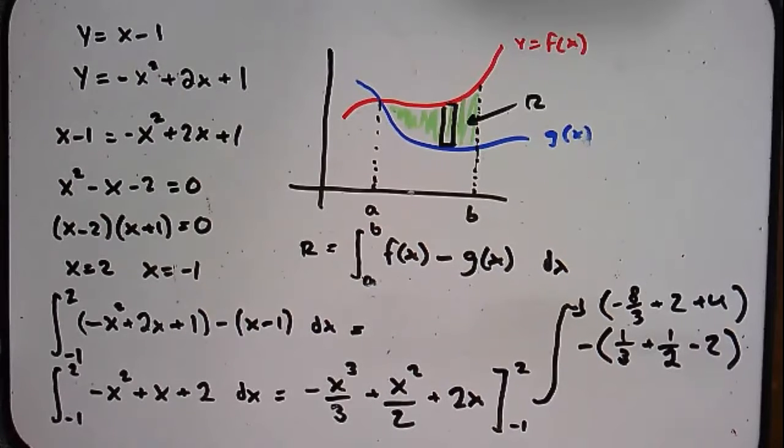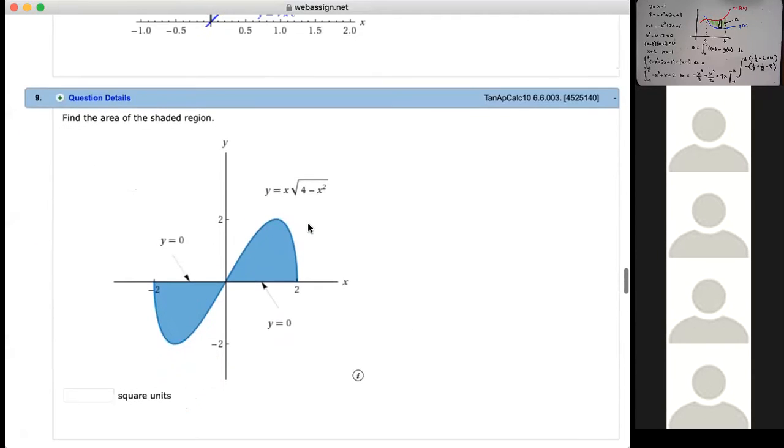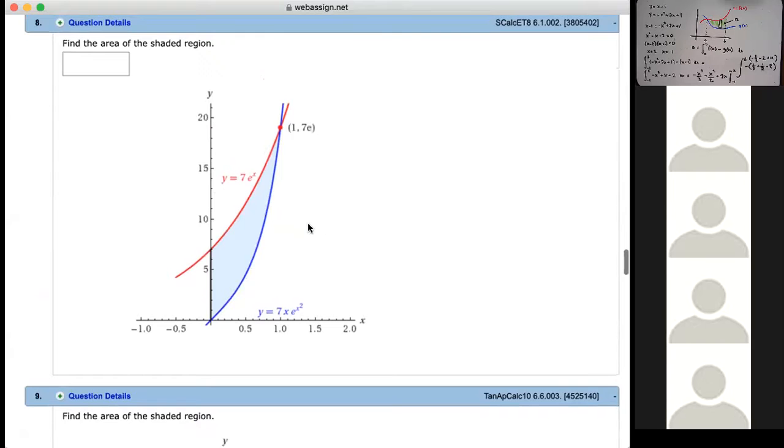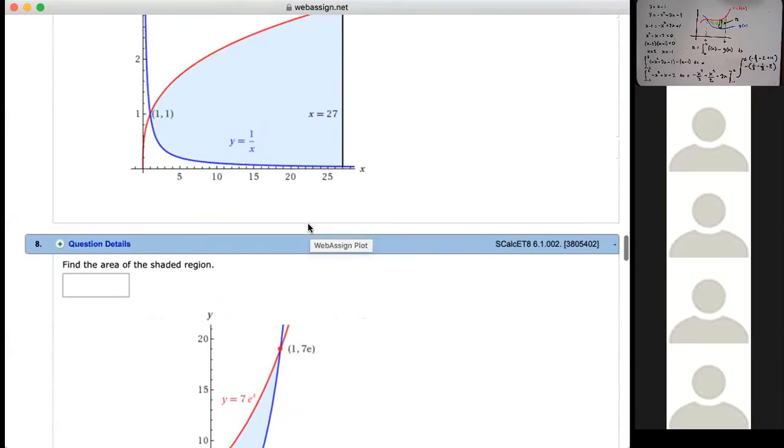We'll try and go back there for a moment. Yeah, maybe I'll give some commentary on these WebAssign problems. We're not going to solve all of them because they're a pretty significant part of your grade.